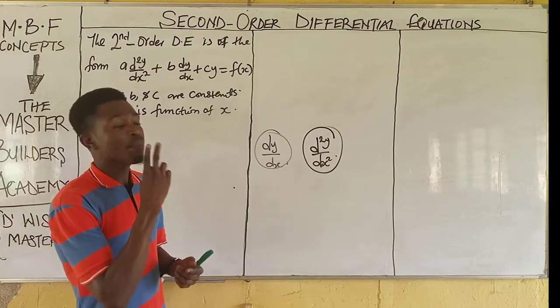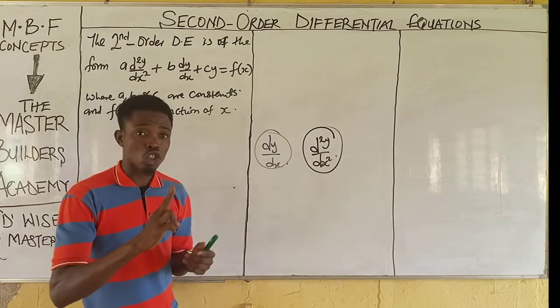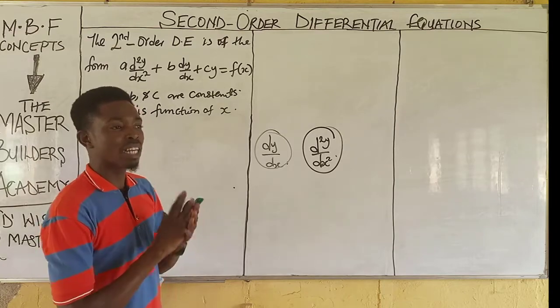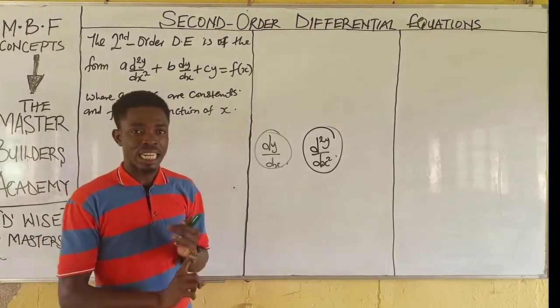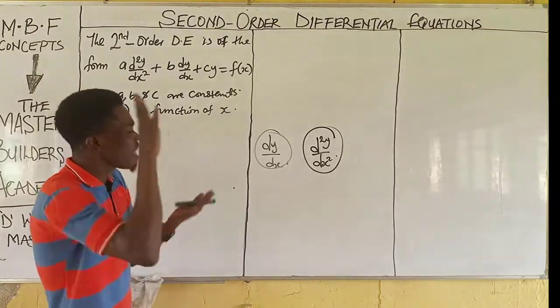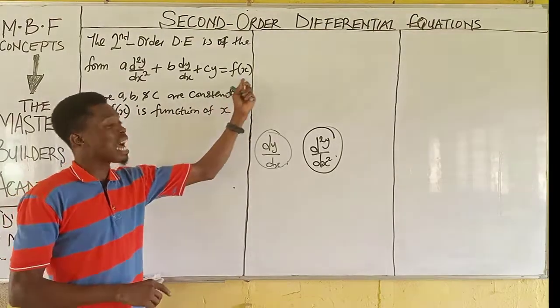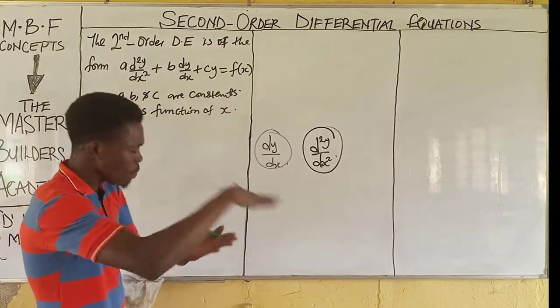Now listen carefully. This second order differential equation is controlled by 2 factors. Hence, we label it case 1 and case 2. And what are these factors? What influences these cases is what we have at the right hand side of the equation.